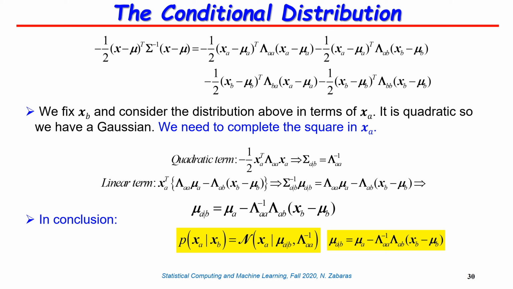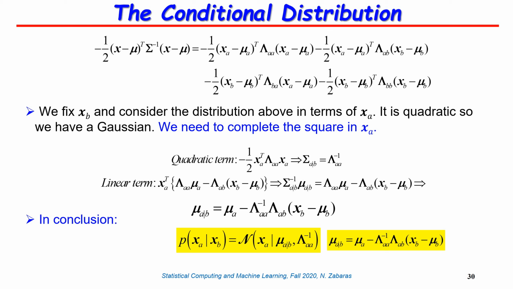for XA and XB. You notice, and this has practical implications, the mean of this conditional is linear in XB. XB, remember, is known. It's linear in XB, but the covariance doesn't depend on XB. And the covariance is written compactly in a very simple way, given as the inverse of the AA partition component of the precision matrix lambda.